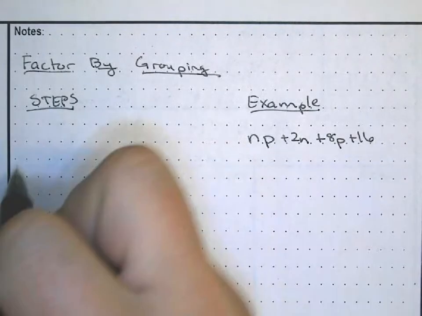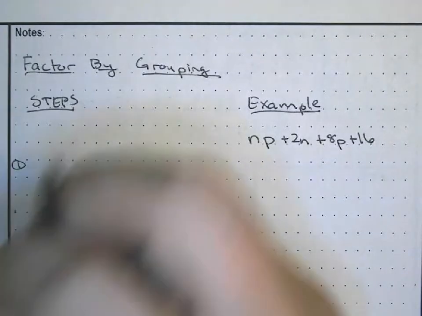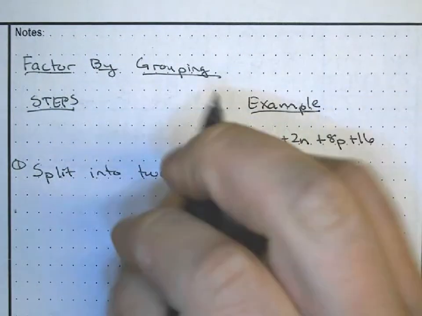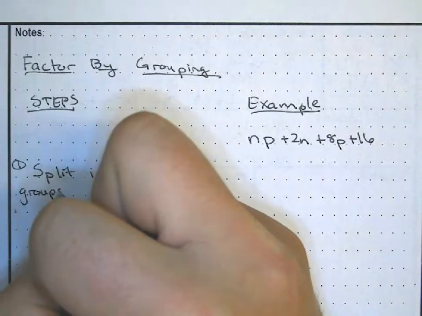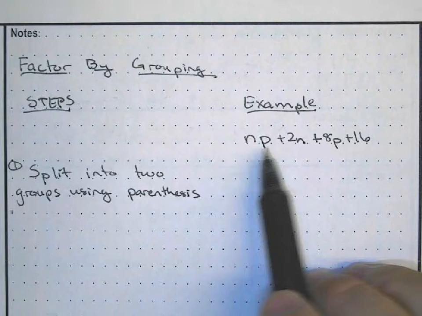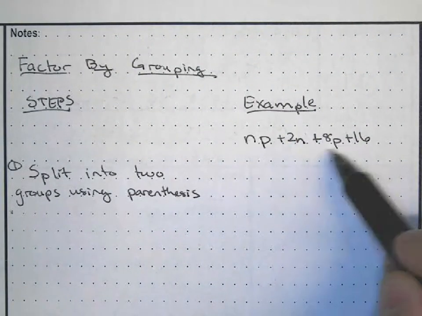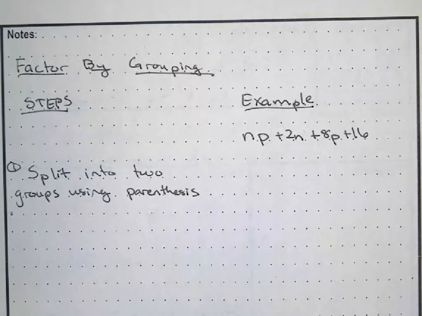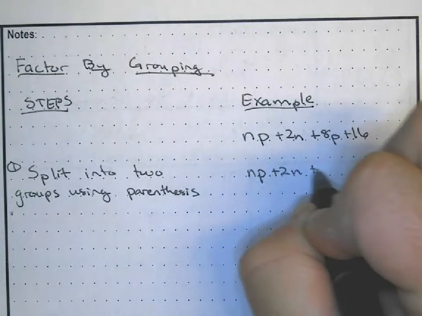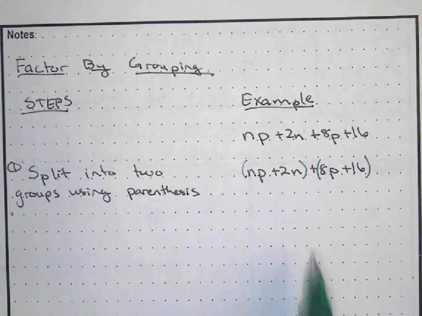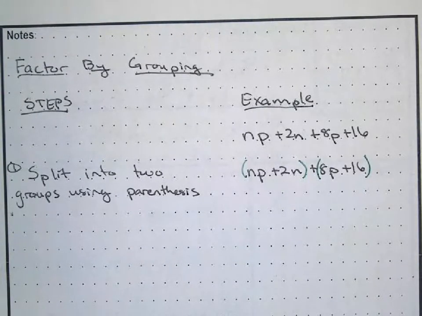So I'm going to go a little bit below that equation and put my first step. My first step will be split into two groups using parentheses. So what that means is I see 1, 2, 3, 4 terms, so I can put parentheses around 2 of the terms. So I'll have 2 groups. So the way that'll look is, if I just rewrite the problem, then I'll put parentheses around the first group, like so, and then I'll put parentheses around the second group, like so, leaving the plus sign in the middle of the 2 parenthesis groups.